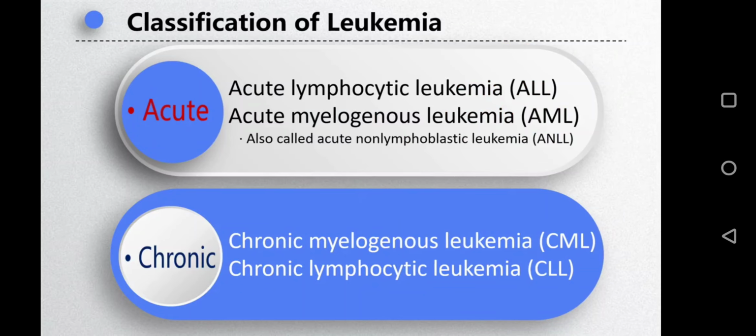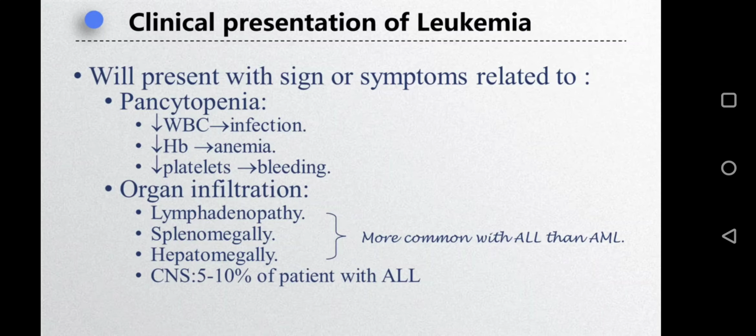We use the type of white blood cells. We classify leukemia into acute lymphocytic leukemia, acute myelogenous leukemia, also called acute non-lymphoblastic leukemia, chronic myelogenous leukemia, chronic lymphocytic leukemia. Acute leukemia will present with signs or symptoms related to cytopenia. WBC reduced, normal, or increased, but with no function against infection. The hemoglobin is reduced, causing anemia, platelets decrease, causing bleeding, and organ infiltration.